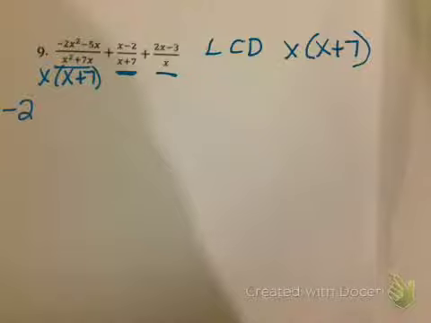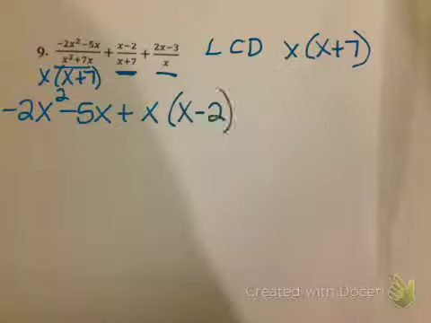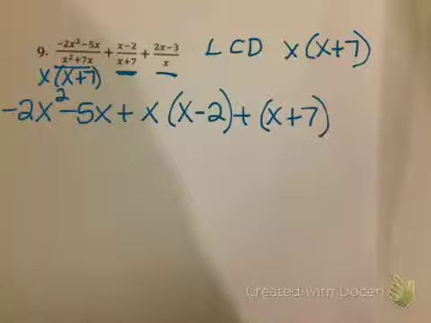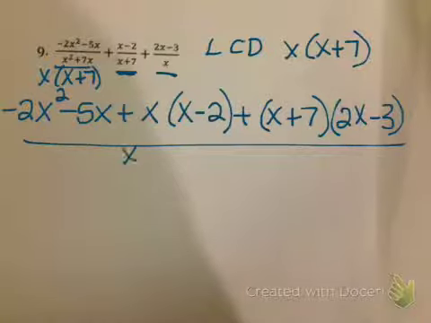So my numerator is going to be negative 2x squared minus 5x plus x times x minus 2 plus x plus 7 times 2x minus 3. That's my numerator, all over x times x plus 7.